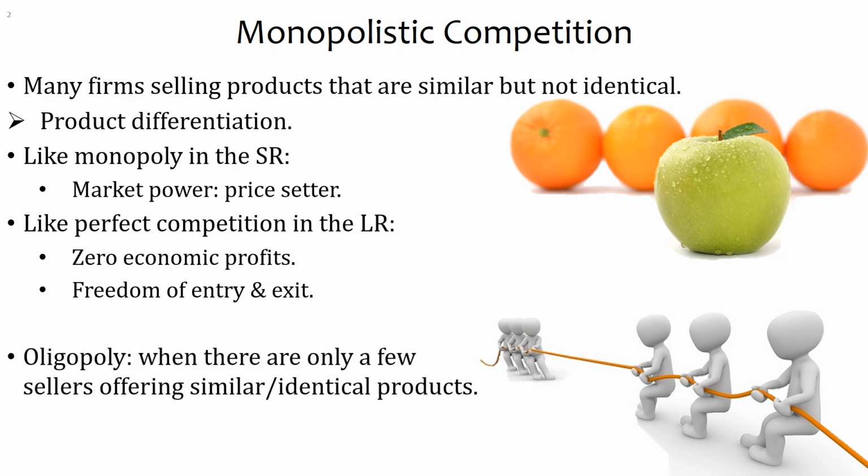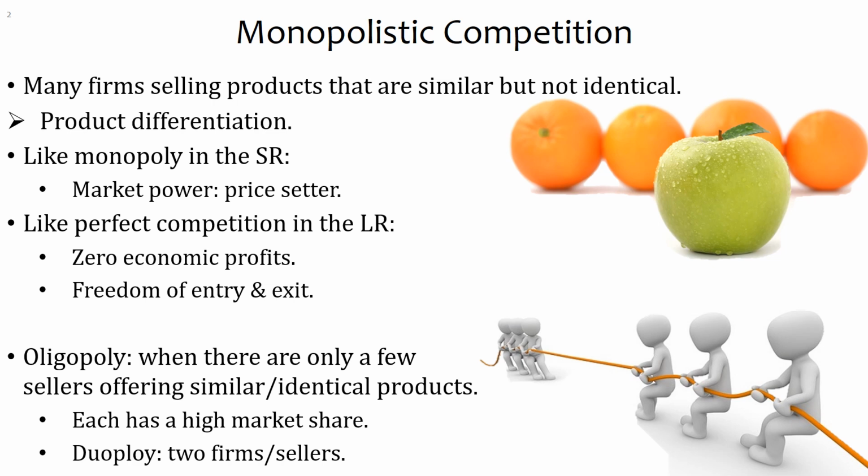Another market structure is called oligopoly, which is closer to monopoly. It's when there are only a few sellers offering similar or identical products. So there are fewer sellers in oligopoly than in monopolistic competition, and they have more market share. Each has a high market share, and one specific case of that would be duopoly, which is when there are exactly two firms. Okay, pause here.